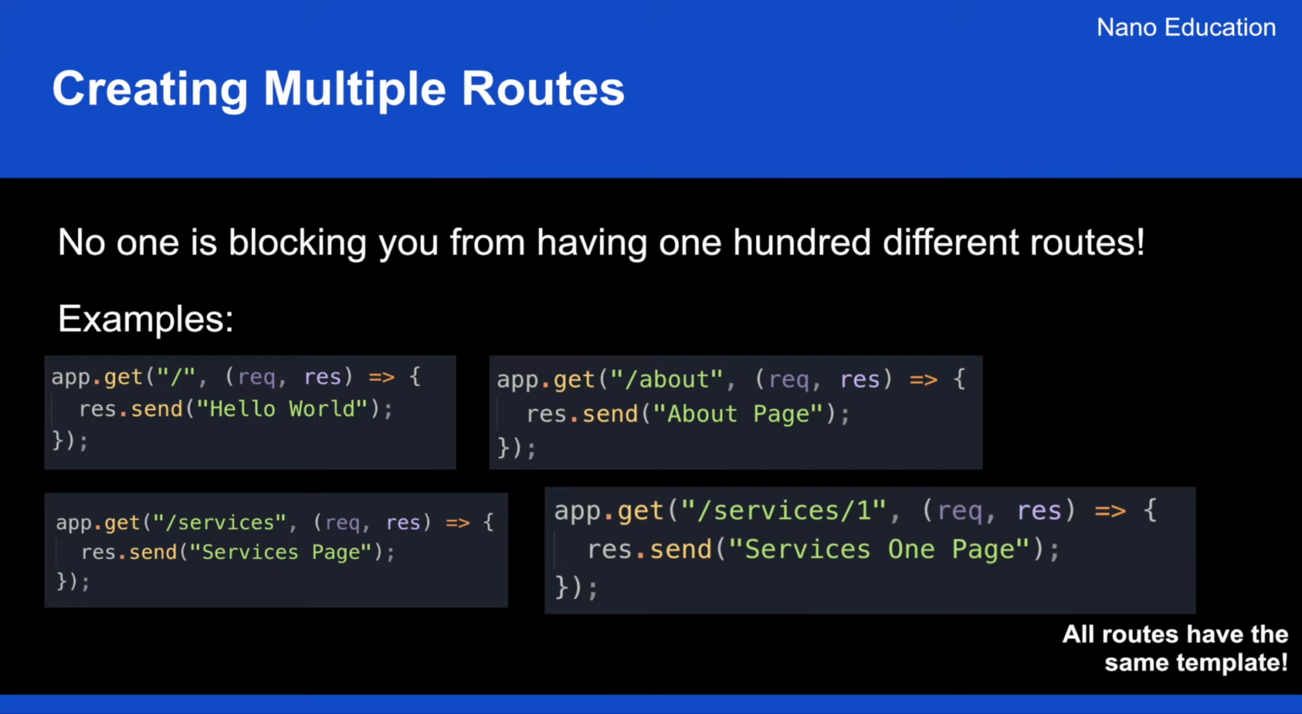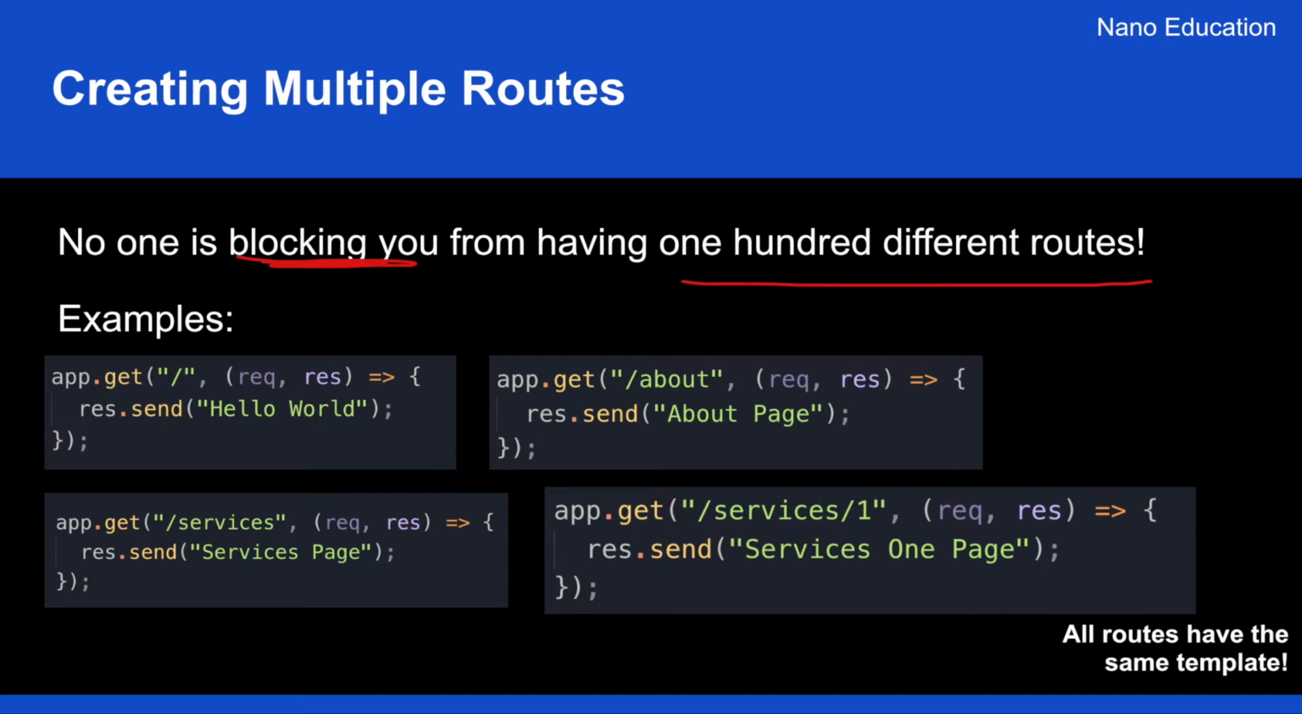So we can actually create multiple routes. So no one is blocking you from having 100 different routes. Who cares if you have 1,000,000? As long as your computer can handle it, alright? And your browser doesn't crash. Or your code doesn't crash. As long as you're not being like a complete, you know, stupidity of where you have like 1,000,000 routes that are the exact same thing. Don't do that. Have different routes.